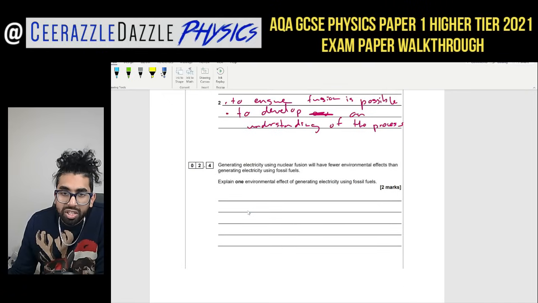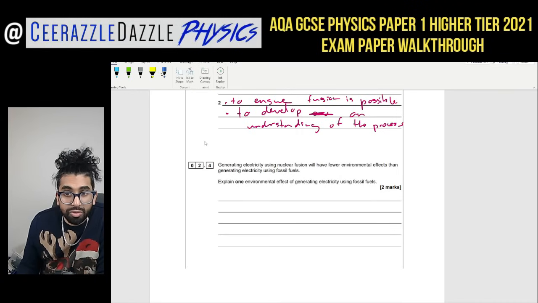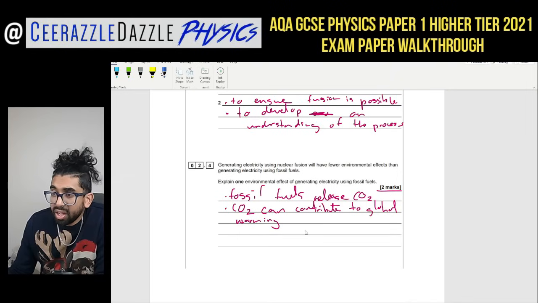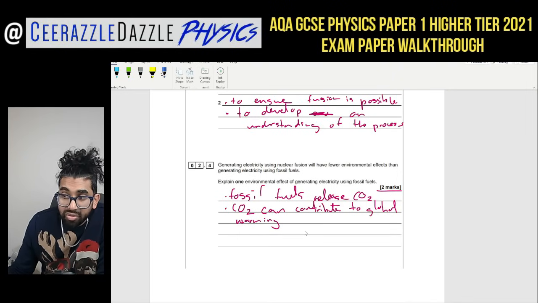Right, 2.4. Generating electricity using nuclear fusion will have fewer environmental impacts than generating electricity using fossil fuels. Explain one environmental effect of generating electricity using fossil fuels. Well, hopefully you can remember that when you're using fossil fuels, this is a 2-mark question, so obviously it's going to be fossil fuels release CO2, that's the main thing. CO2 can contribute to global warming. Okay, so that's those 2. You can also talk about sulfur dioxide being released, which can cause acid rain, or nitrogen oxides being released, which can cause breathing problems.